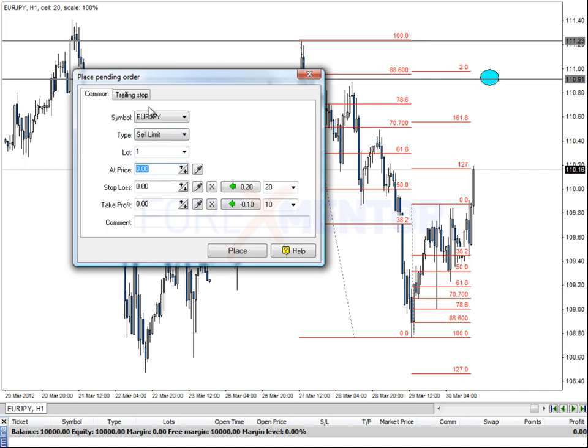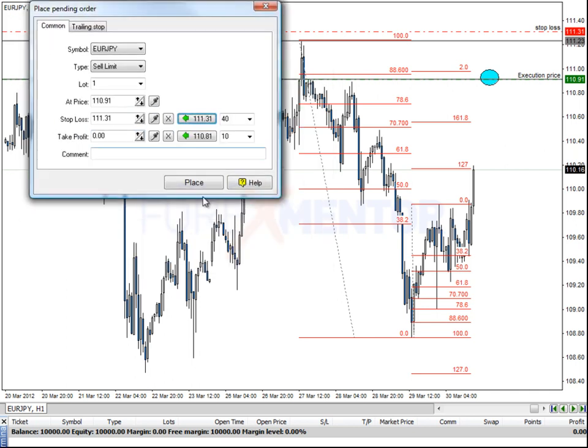Okay, so here again we'll put a sell limit at 110.91, just below that 886 area, with a stop loss above, so we said 40 pips. Here again, you can alter your risk if you want to. I'm just going to keep it really simple with a 1 lot. Now in terms of take profit, here again I'm going to place the trade and then we'll see in terms of where we're looking.